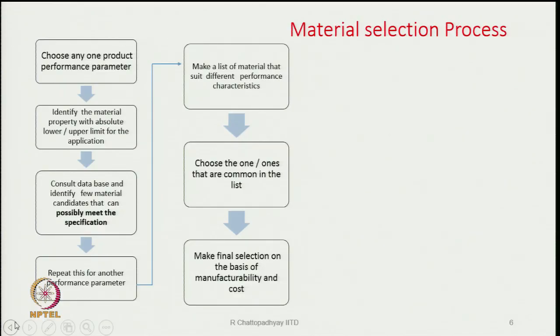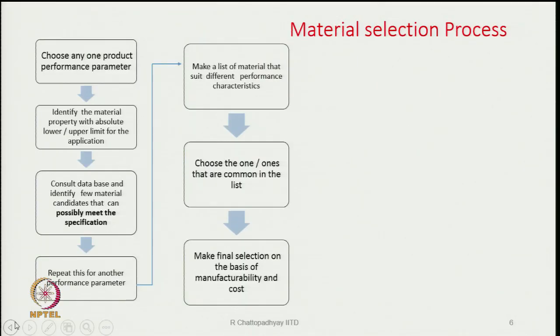Then repeat this for another performance parameter. So, we say for performance parameter 1 x, y, z, there are 3 fibers. Then we go to the performance parameter 2 and again see how many fibers could be there which will be able to meet this criteria. So, this way we make a list of materials that suit different performance characteristics and then choose the one or more than one that are common in the list.